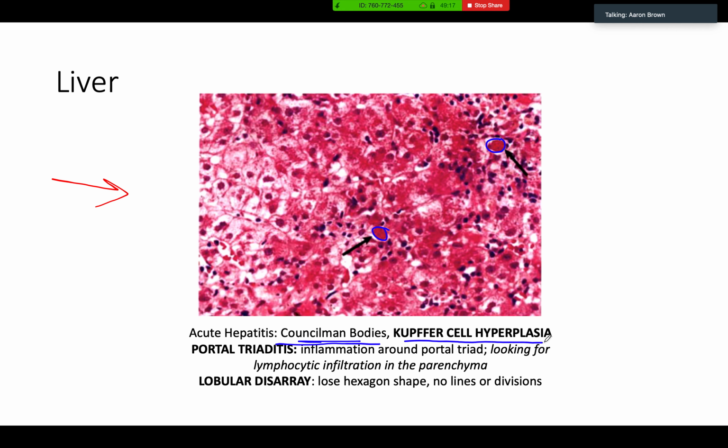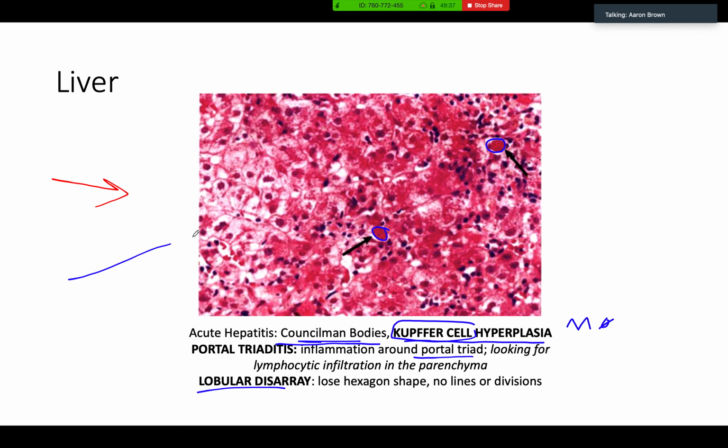Kupffer cell hyperplasia. We said the Kupffer cells are the macrophages of the liver. They are the macrophages of the liver. And so if you have a viral infection, expect to see an increase in the number of macrophages. That makes sense. Okay. Inflammation around the portal triad, lobular disarray.